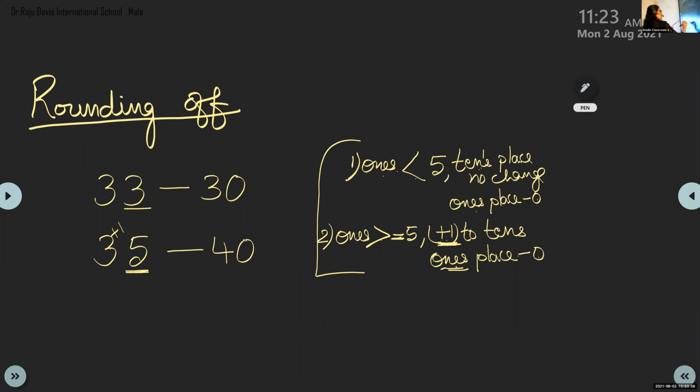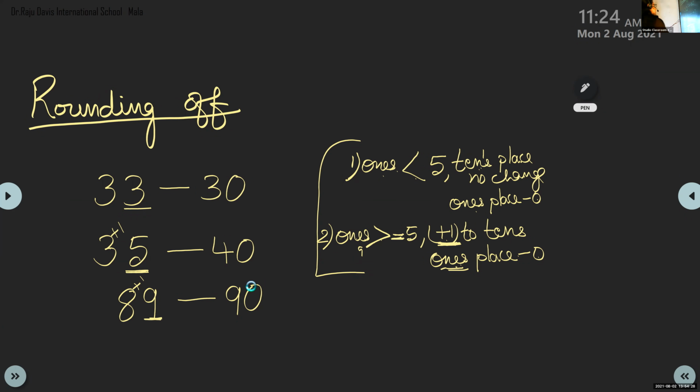One more. Suppose it's 89. Underline the ones place. Now check which rule it comes under. 9 is greater than 5. So plus 1 to the tens place. And ones place will be 0. So 8 plus 1, 9. And ones place has to be 0.